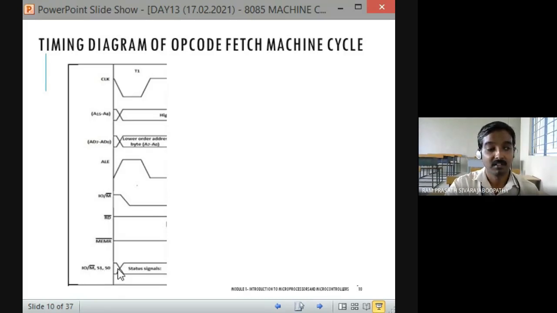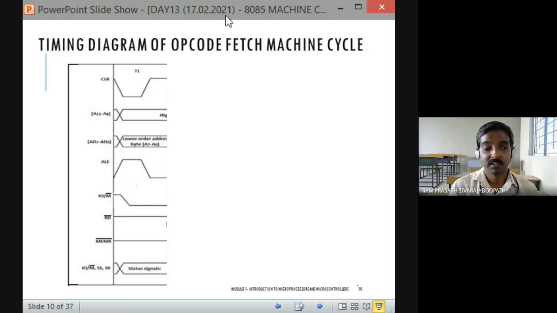Can you people type it in the chat? What about the status of this group of signals? Status signals IO/M bar, S1, S0. I already said IO/M bar is low. Correct? What about the status of S1 and S0 during opcode fetch? Kindly refer to that table and tell me.